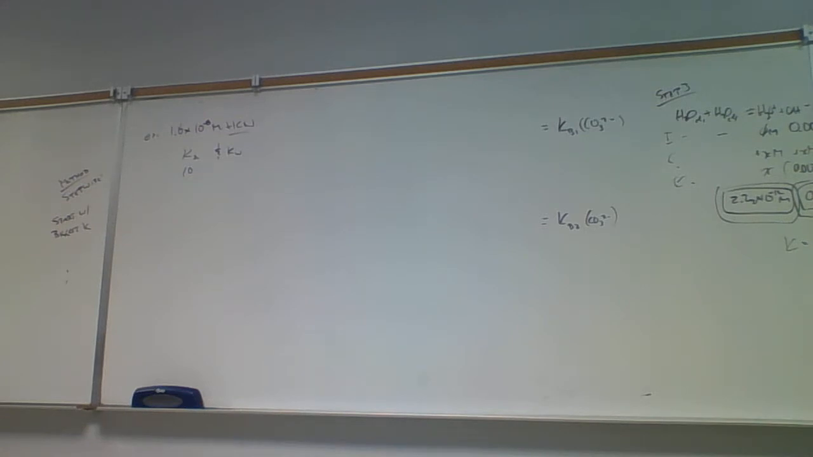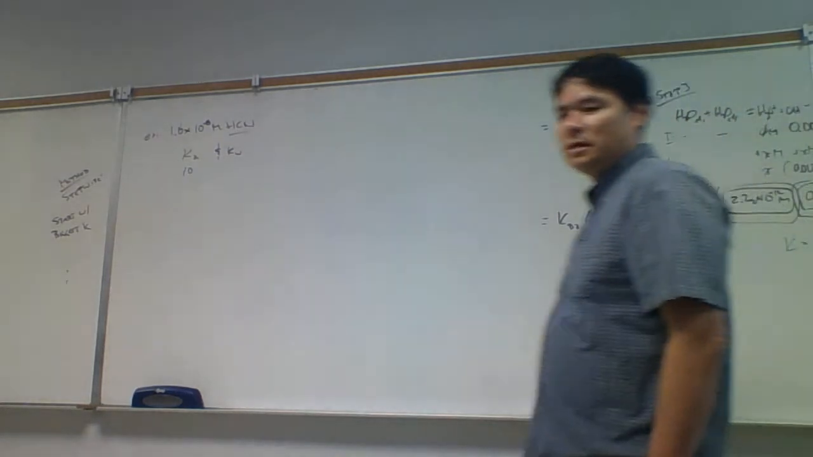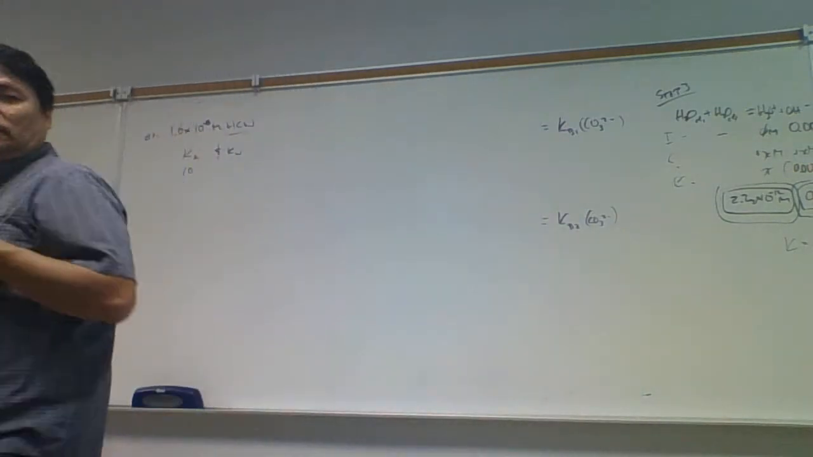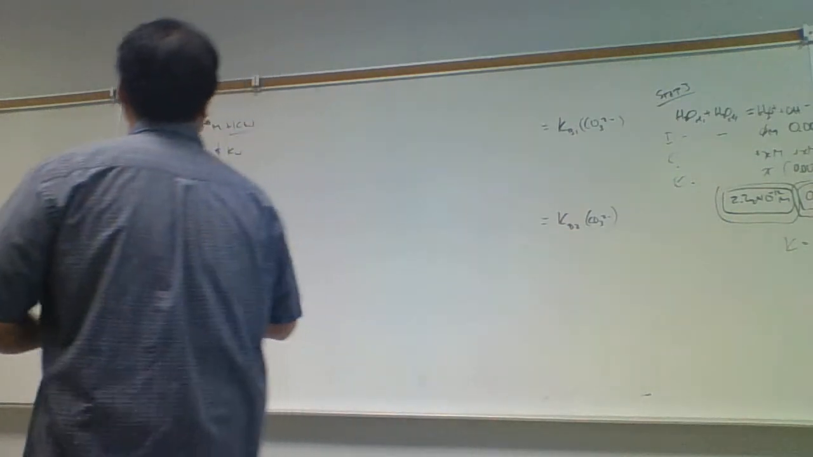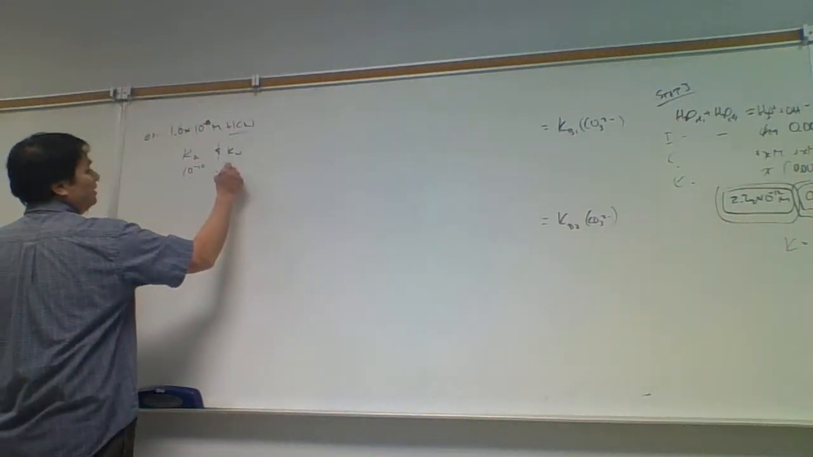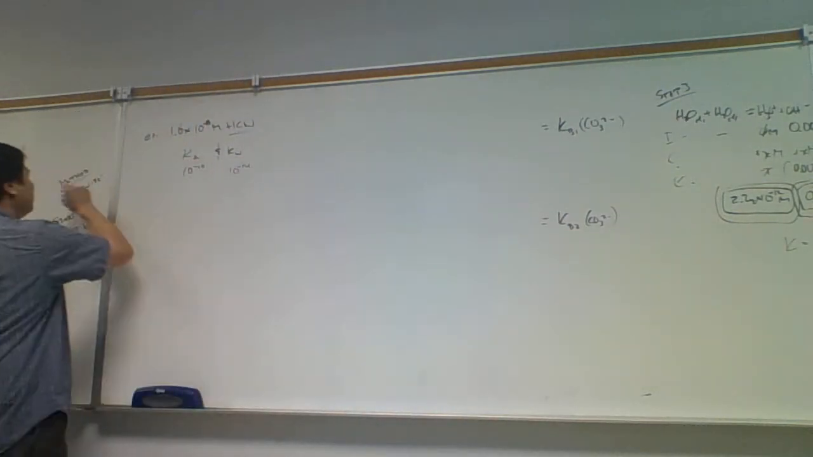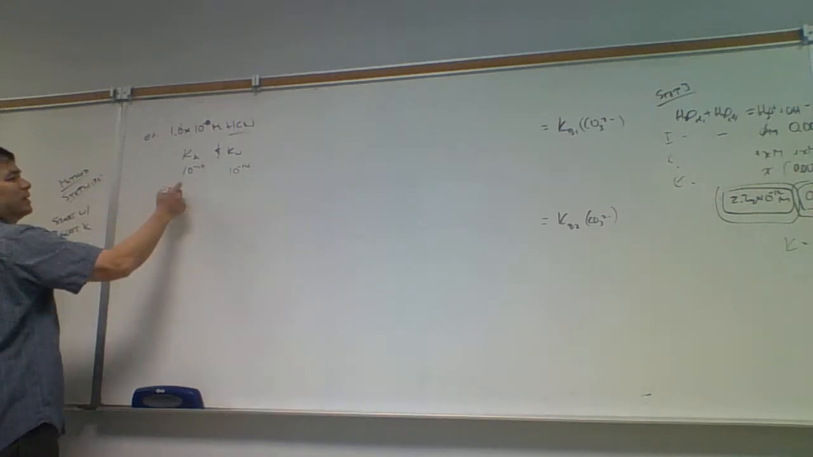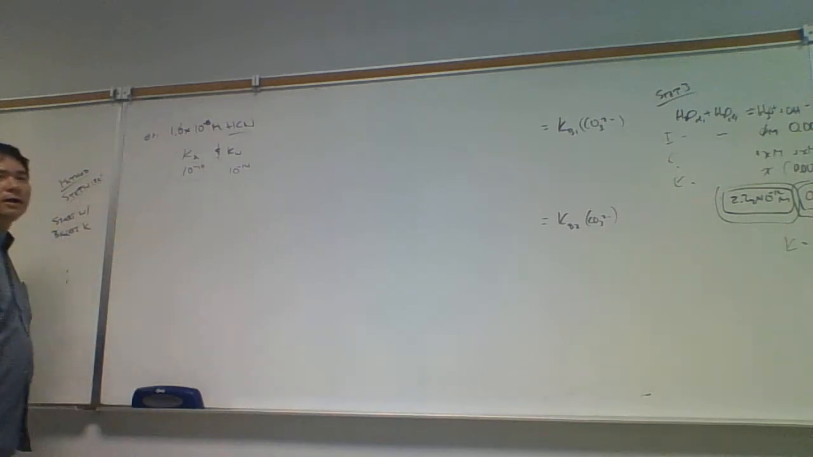HCN is pretty weak. HCN is 6.2 times 10 to the minus 10. It's a pretty weak acid. So this is 10 to the minus 10. Kw is 10 to the minus 14. And so what we do in the stepwise, when we turn to stepwise, we do the bigger K first, whether it's Kw or Ka. Just pick the biggest K.